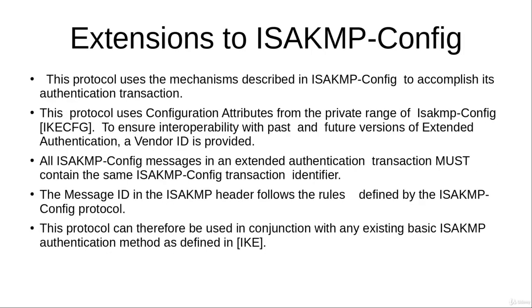The XAUTH protocol uses the mechanisms utilized in IKE config to accomplish its authentication transaction. All ISAKMP config messages in an extended authentication transaction contain the same ISAKMP transaction identifier. The authentication is done after a Phase 1 exchange has been completed and before any other exchange with the exception of information mode exchanges. If the extended authentication fails, then the Phase 1 SA will be immediately deleted.